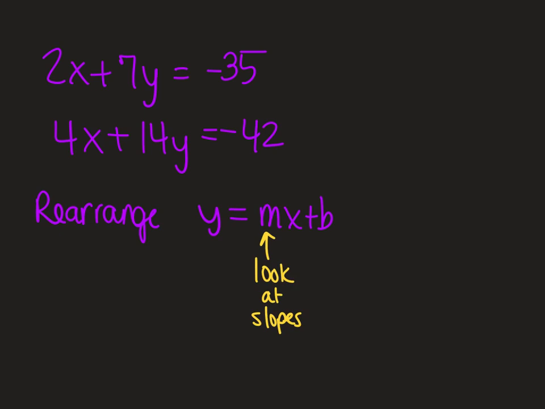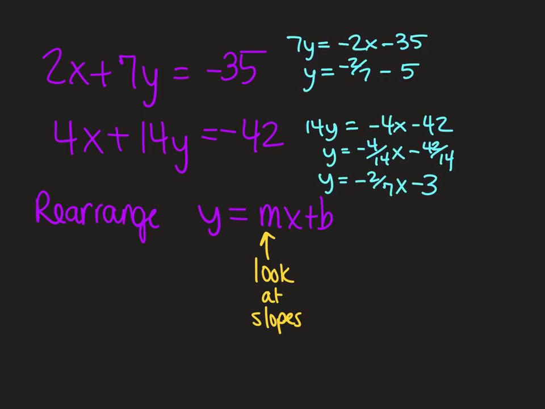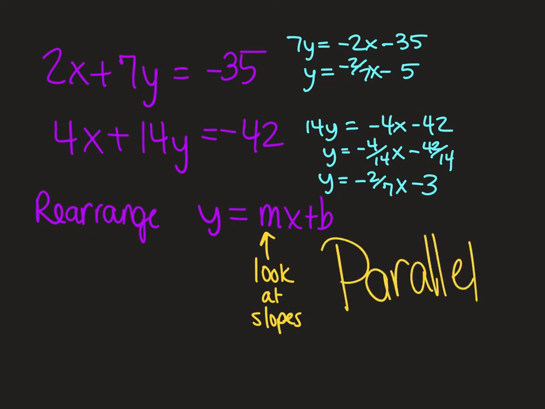All right, here I go. You try to do it before me. Rearrange those equations. So I rearranged and I got y equals -2/7 x minus 5. Y equals -2/7 x minus 3. So are they parallel, perpendicular, or neither? Parallel. The slopes match, so they are parallel.